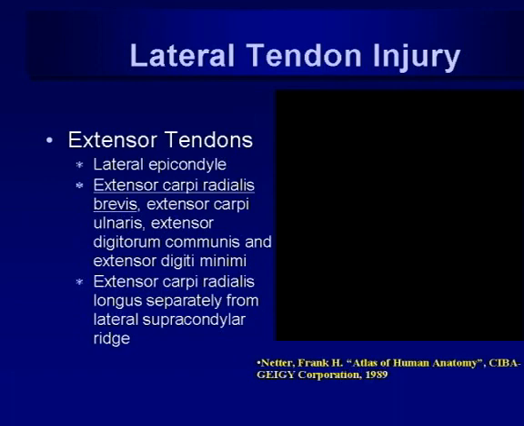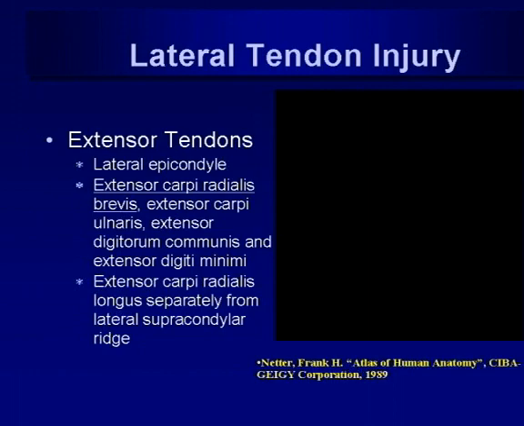Let's move right on to the extensor tendon. And let's do a little bit of anatomy. We know that the extensor tendons originate from the lateral epicondyle. The common extensor tendon is composed of the extensor carpi radialis brevis, the extensor carpi ulnaris, the extensor digitorum communis, and the extensor digiti minimi. Of note, the extensor carpi radialis longus originates separately from the common extensor tendon. And note here that I've underlined the extensor carpi radialis brevis because that is really the most critical component and the component that is most commonly injured.